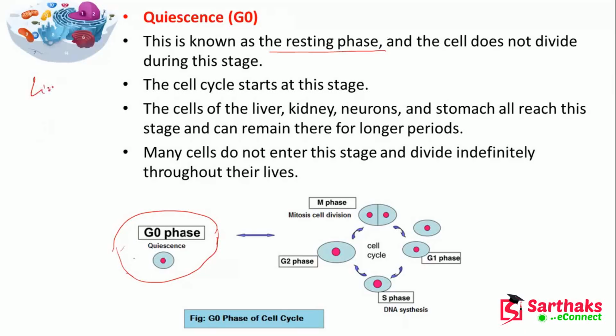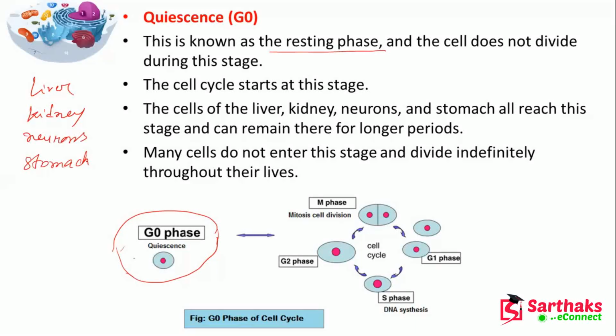So the cells of liver, kidney, neuron, stomach all reach this stage. This is G0, the resting phase, and this stage is the starting point of the cycle.